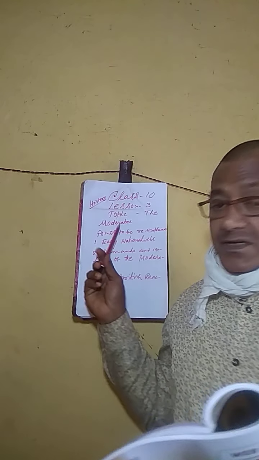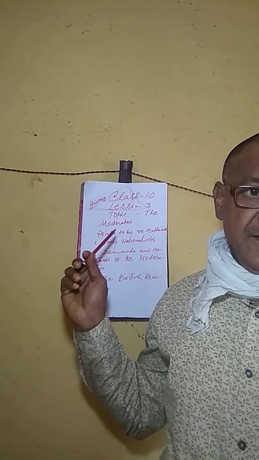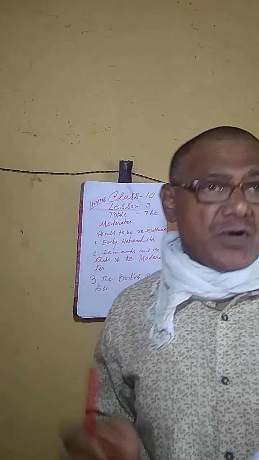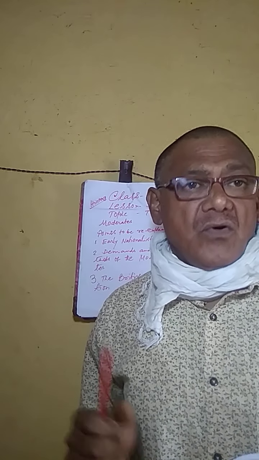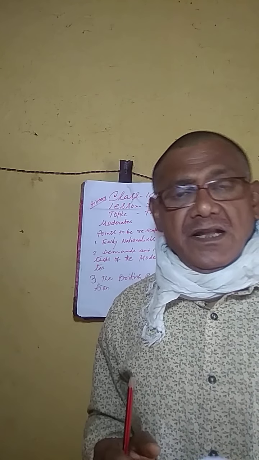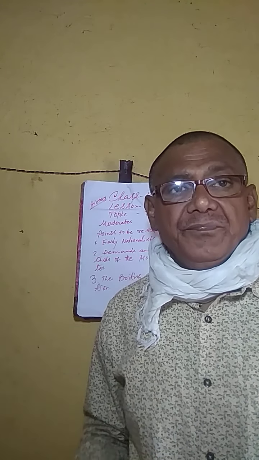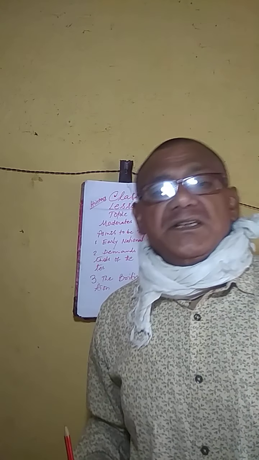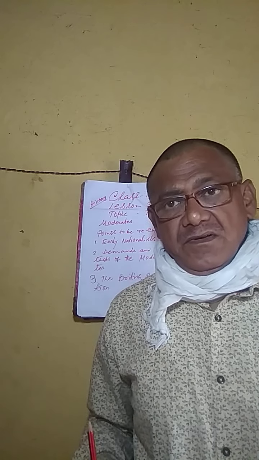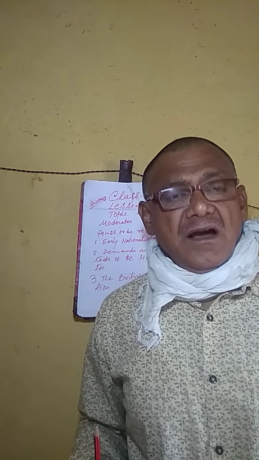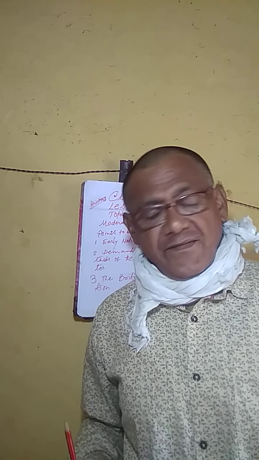The first point, as we mentioned here: the moderates. Who are called moderates? Who are called the early nationalists? In the years 1885 to 1905, Congress was led by a group of leaders. They were known as the early nationalists or moderates.